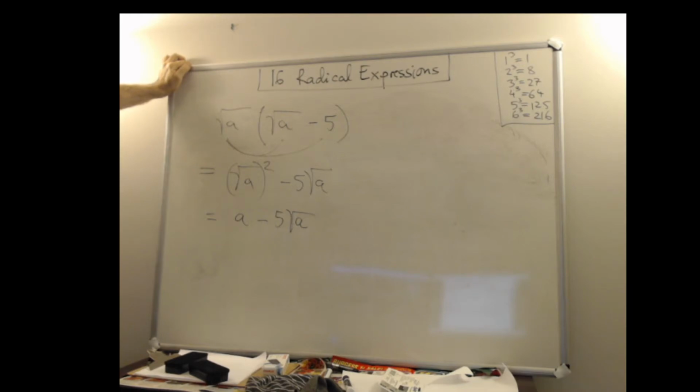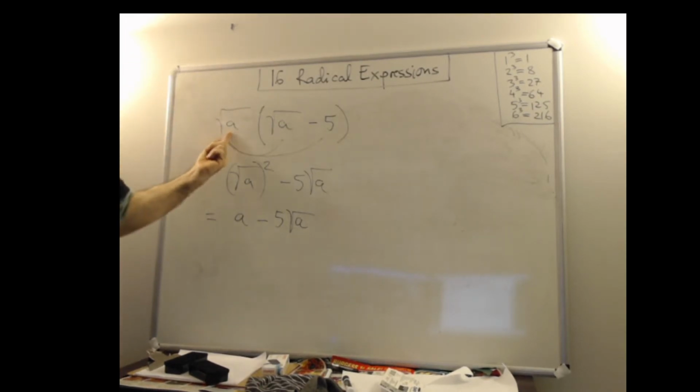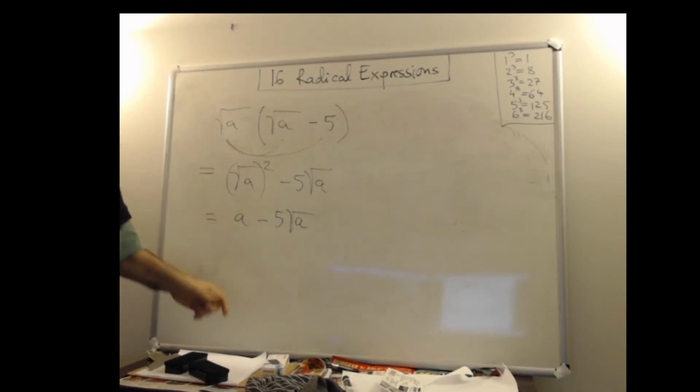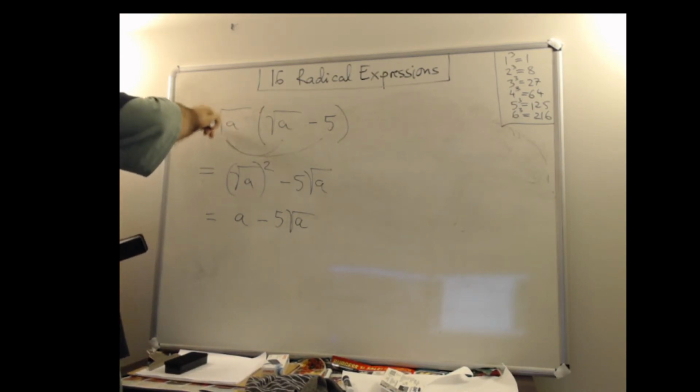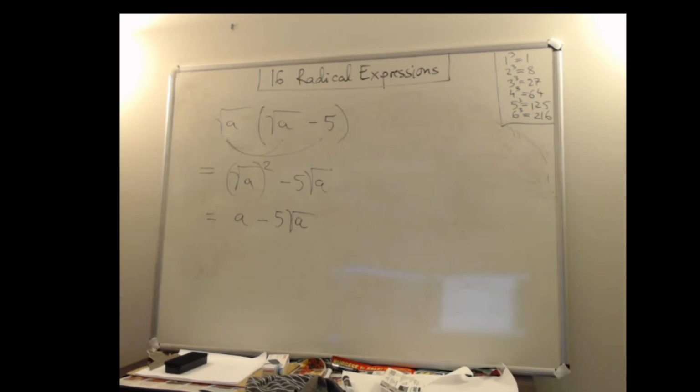So you can ask, do I need the absolute value here? Actually, you don't, because this one is assumed to be non-negative, because otherwise the radical would not be possible. So you don't need an absolute value here. It's assumed that a is non-negative here. So if a is negative, you can't even start with this, right? Because that would be negative, and you have an even radical, so you cannot have anything here.